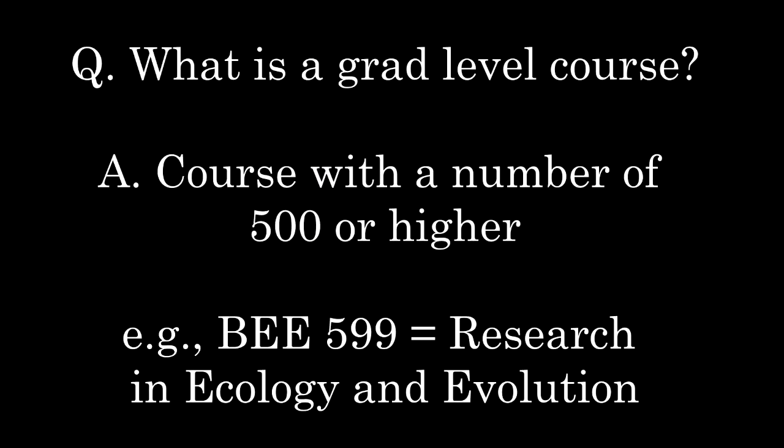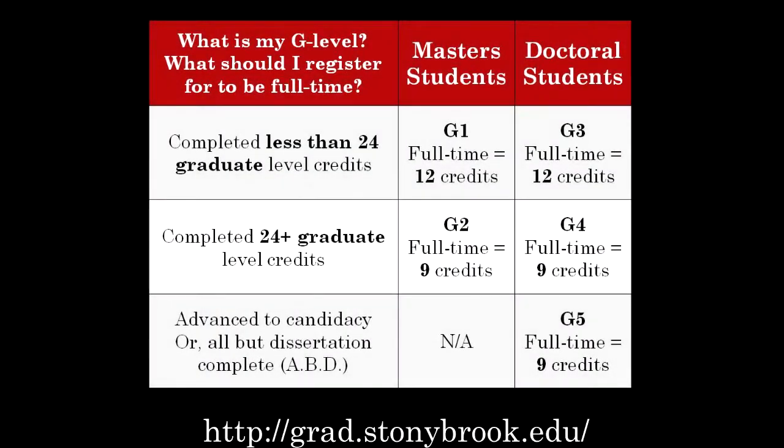A grad level course is one that is listed in the course listing with a number of 500 or greater. For example, in my department, BEE 599 is Research in Ecology and Evolution. If you're a master's student, this is the G1 level. If you're a PhD student, this is the G3 level.